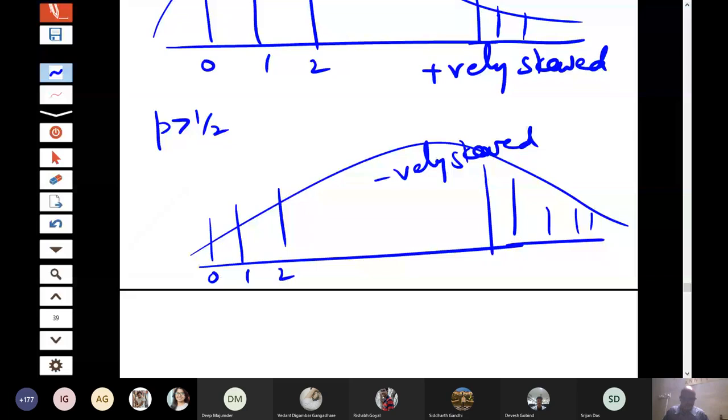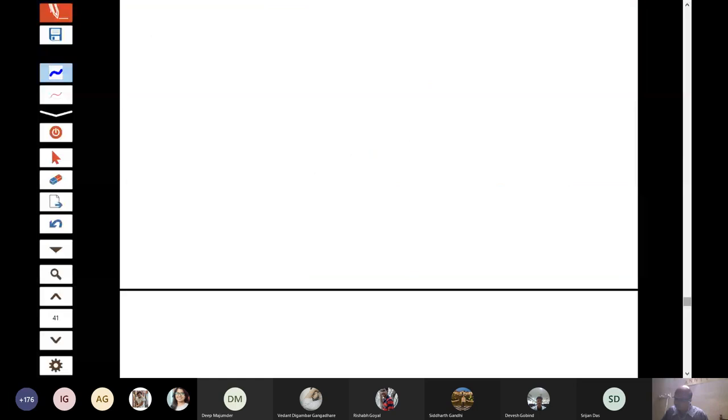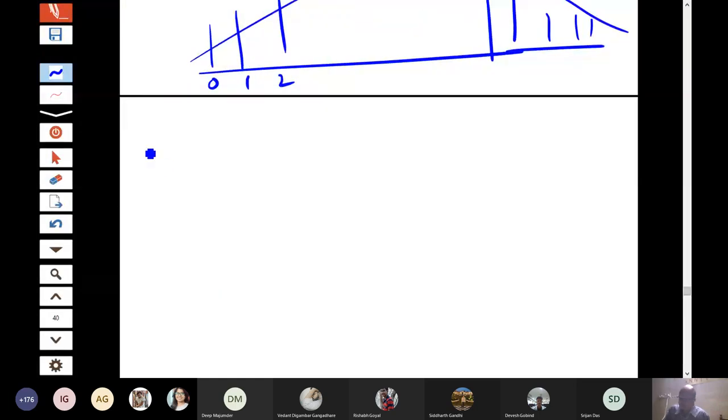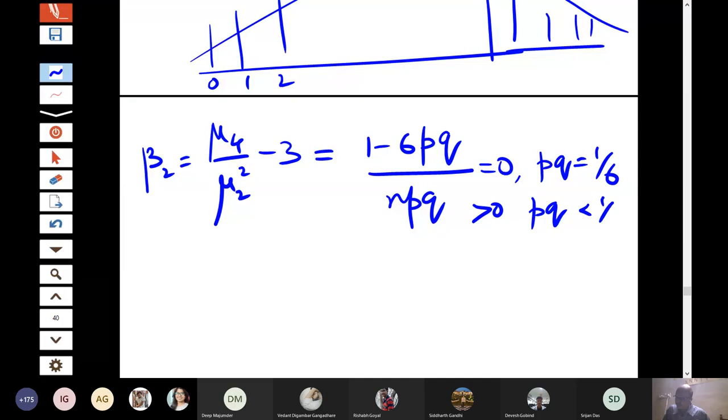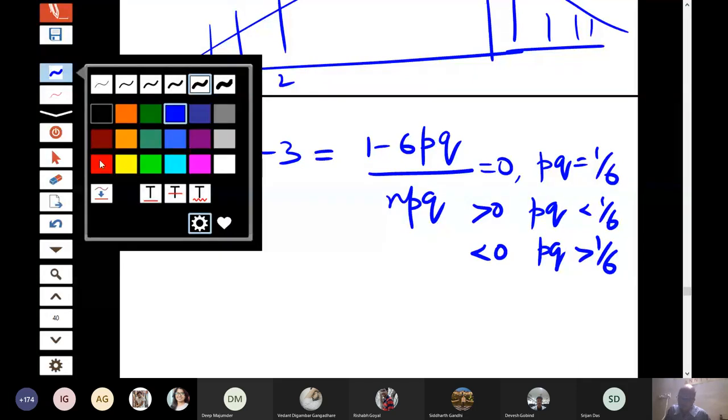Okay. Similarly, you can try to look at the description for the measure of kurtosis also. So that is mu4 by mu2 squared minus 3. So that will become equal to (1 minus 6pq) divided by npq. Again you can see this is equal to 0 if pq is 1 by 6. It is greater than 0 if pq is less than 1 by 6. It is less than 0 for pq greater than 1 by 6. So you can again try to have an interpretation of this. Okay.